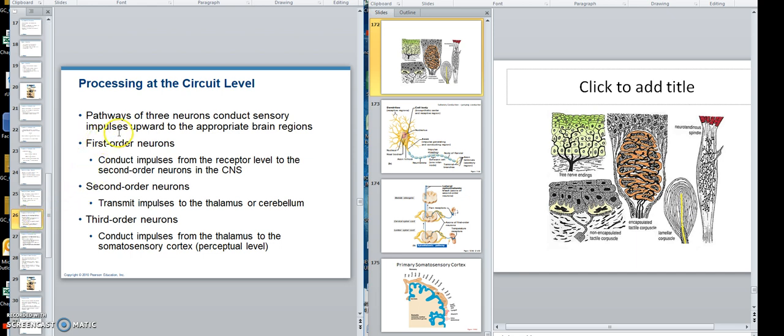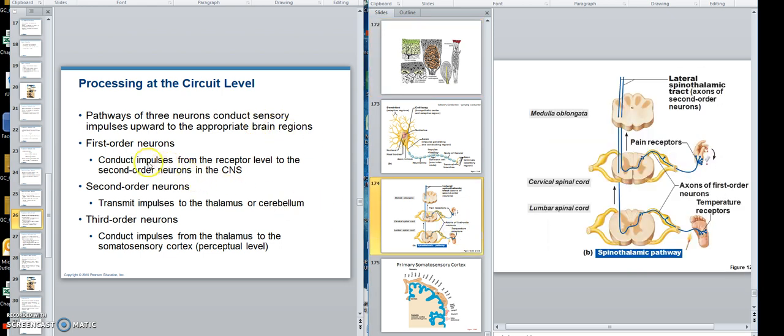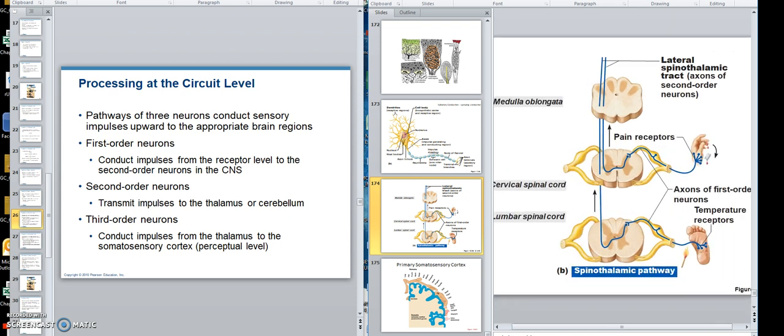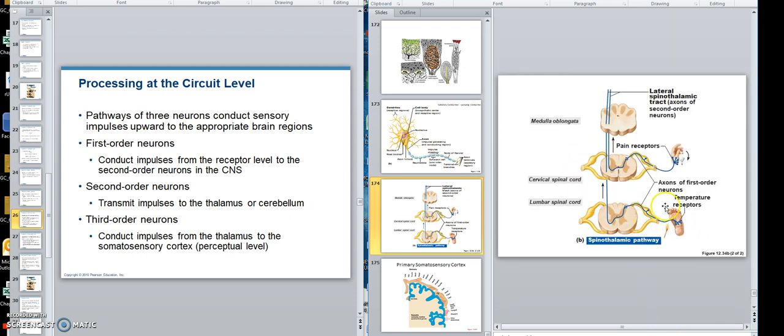All right. Pathways of 3 neurons conduct to upward brain regions. Let's go here. All right. So first order neurons, impulses to the second order neurons. Okay. So here we are. We're coming in from the first order. There we are. Now let's blow this up just a little bit if I possibly can. Okay. So here we are. We're coming in. That's the first one.